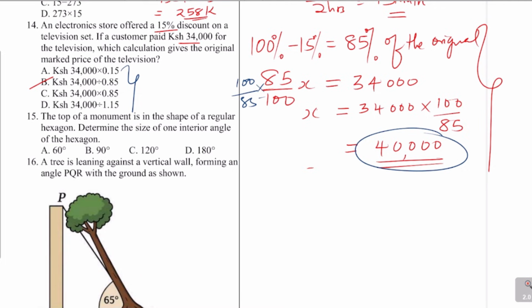Go to question 15. The top of a monument is in the shape of a regular hexagon. Determine the size of one interior angle of the hexagon. Now, first thing that you need to know is how do you get one interior angle of a regular hexagon? We're going to use this formula.